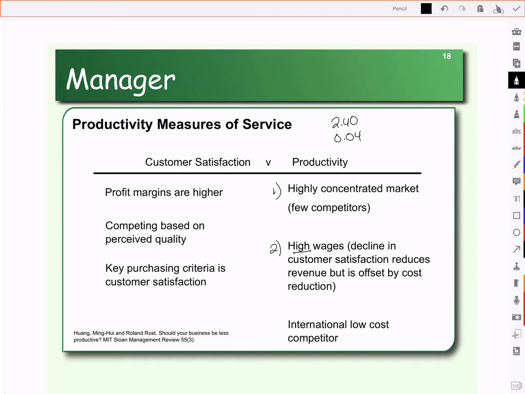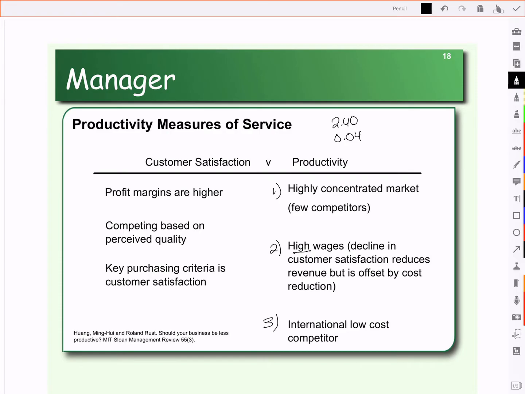So that increase in productivity would mean we would get more out of each worker, and that decline in customer satisfaction, so the lost revenue from losing some customers, would be offset by the fact that our costs would fall because we're able to spread that high wage across more units, or we don't need as many workers to make as much. So if you have high wages, you can increase productivity at the expense of customer service.